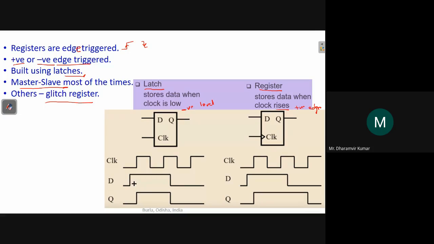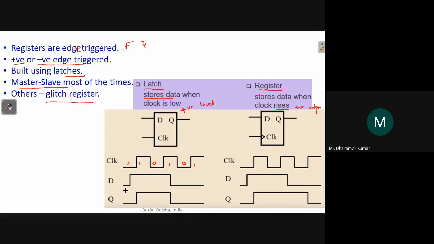So look here, clock is 0, 1, 0, 1, 0, 1. When clock is 0, the output stores data, right? So it holds data when clock is low. So basically, this is a positive latch. In positive, it is copying data, and when it enters into negative, it stores that data.